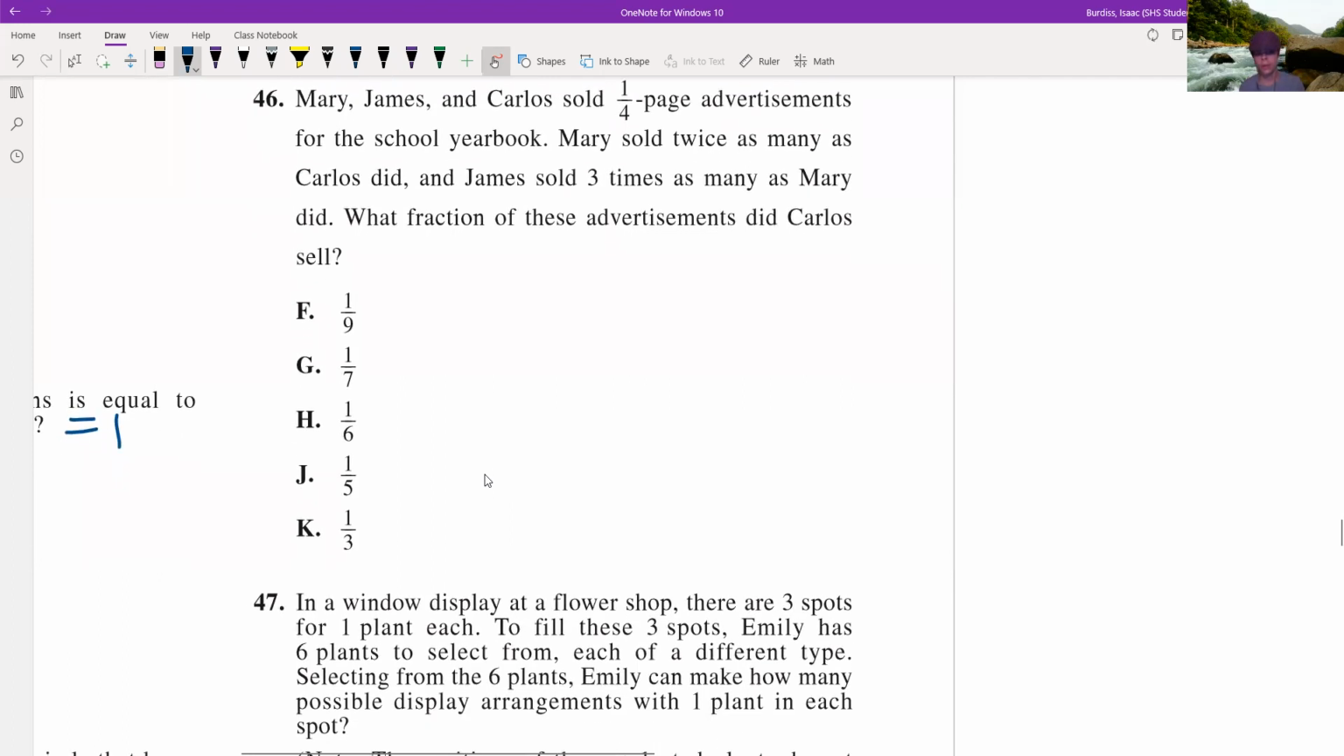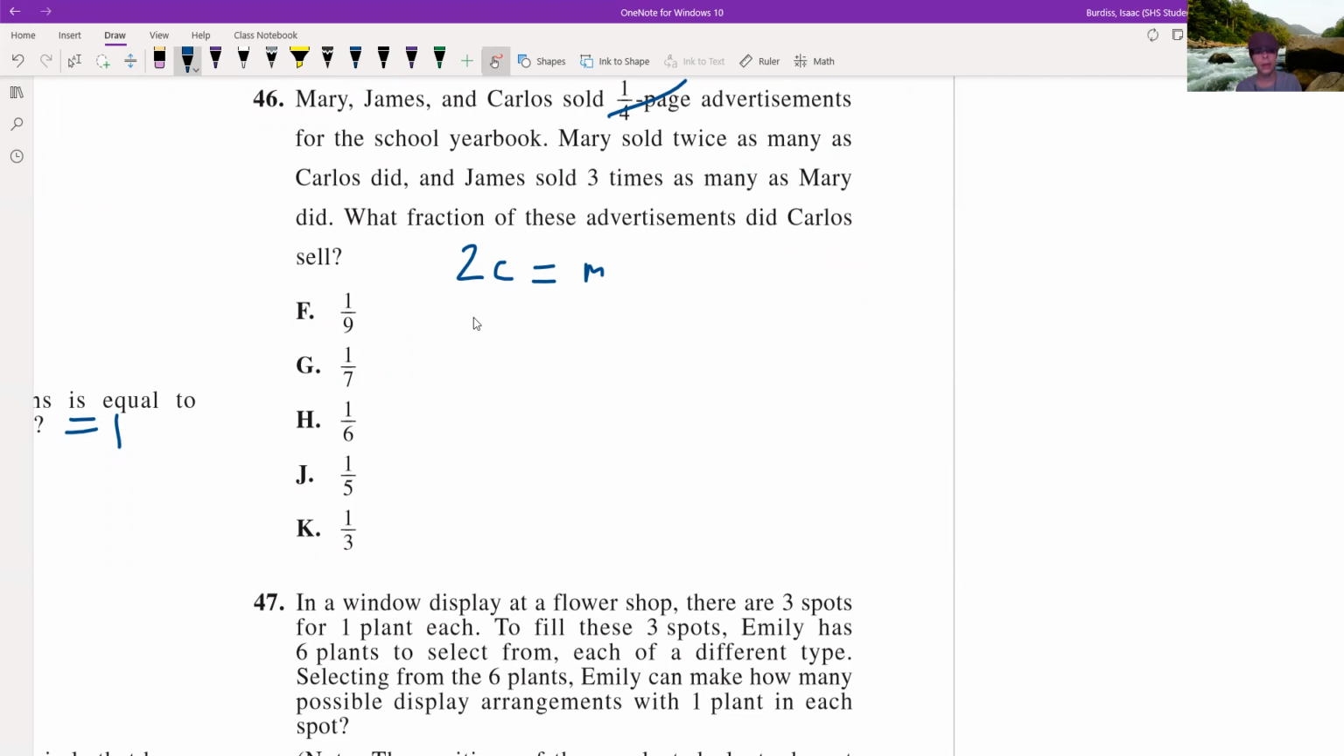Okay? Mary, James, and Carlos sold 1/4 page advertisements. Mary sold, this is kind of a distractor thing, twice as much as Carlos. So if you multiply Carlos' amount by 2, it will equal Mary's because Mary's is more. That's a hard concept for some people because you might think 2m equals C. No. C equals m divided by 2 because m is greater than C.